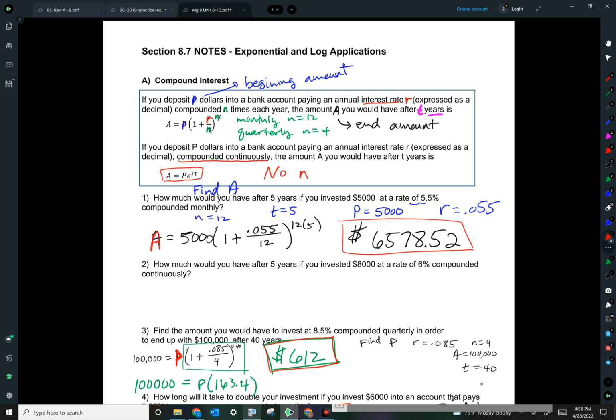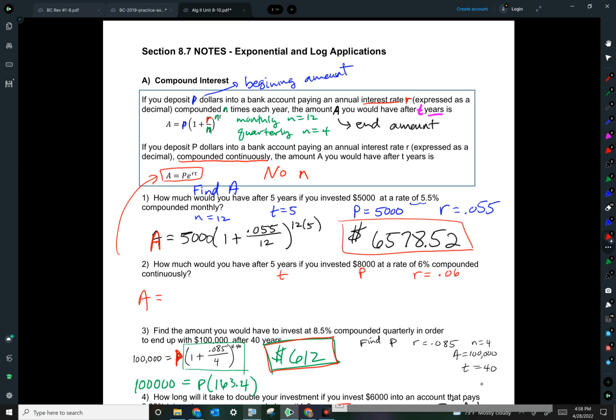Okay, so look at number 2. Number 2 says, how much would you have after 5 years? So we're trying to find A. So I'll say A equals, how much would you have after 5 years? So that's my T. If you invested $8,000, that's the P. Interest rate is 6%, so R is 0.06. And then it says compounded continuously. The fact that they said compounded continuously is what tells me I'm using this equation as opposed to the first one. Okay, so let's just start writing it out.